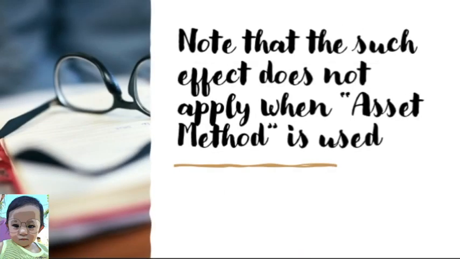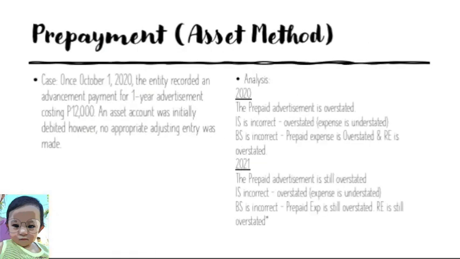Note that such effect does not apply when asset method is used. So let us emphasize this one. Let's have an example where we use asset method. Same problem. The entity recorded an advance payment for 1 year, 12,000. An asset account was initially debited. So you debit 12,000 prepaid expense credit cash. Supposedly at year end, you're going to determine the expired portion, debit expense, credit prepaid expense. However, the entity failed to do that.